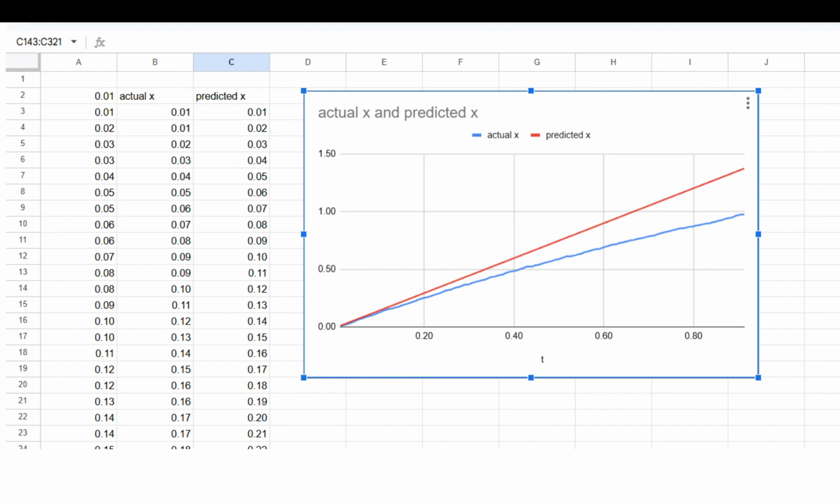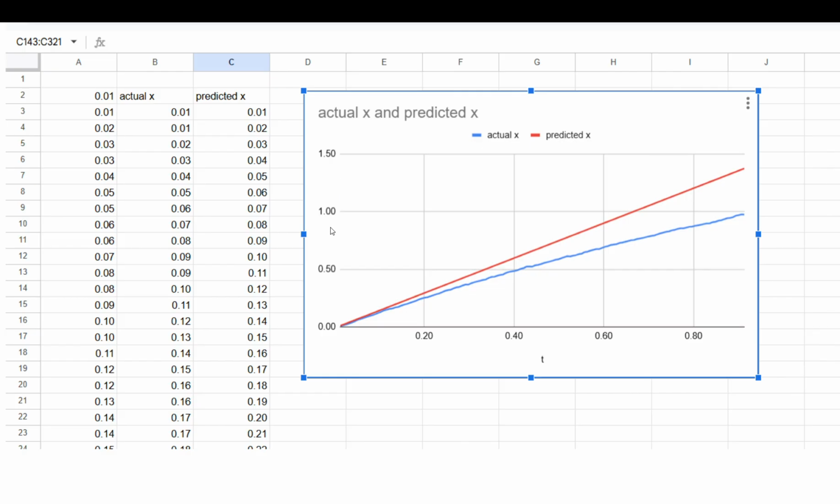So here that is, and you can see that it obviously deviated a lot, the actual from the predicted. This is because of friction being in play, and that slowed the graph down, or slowed the car down somewhat.